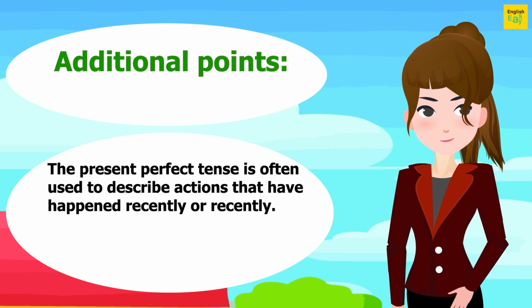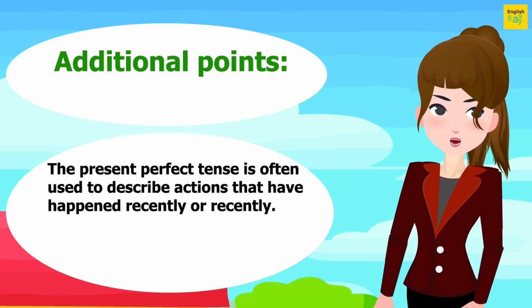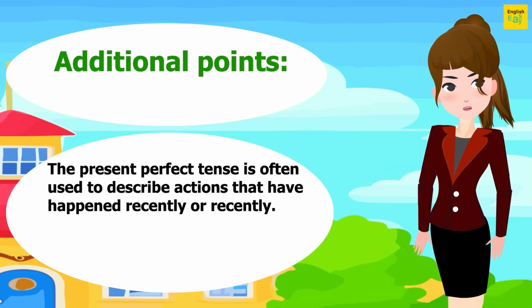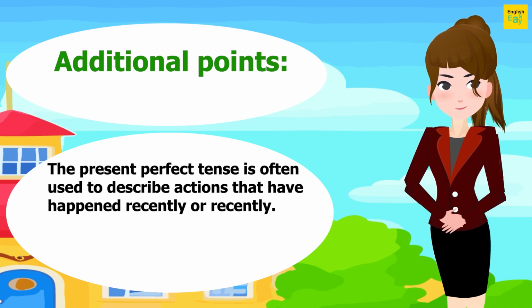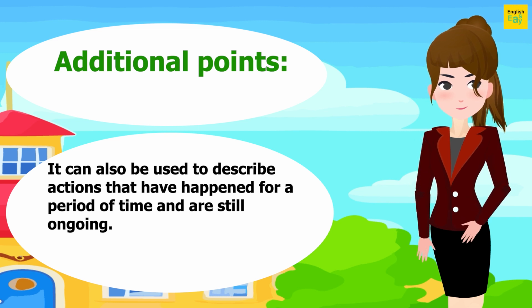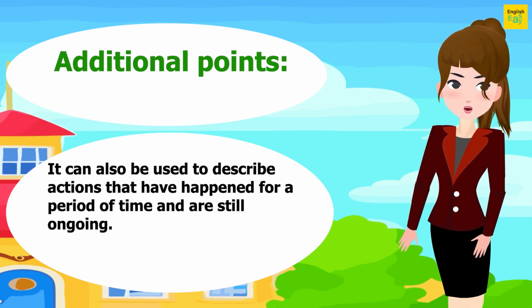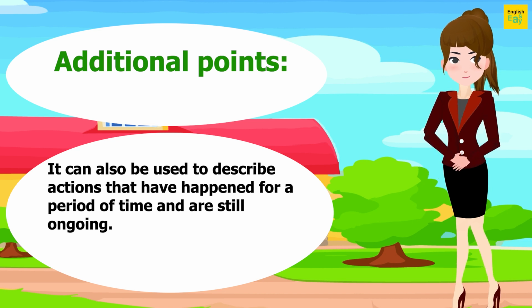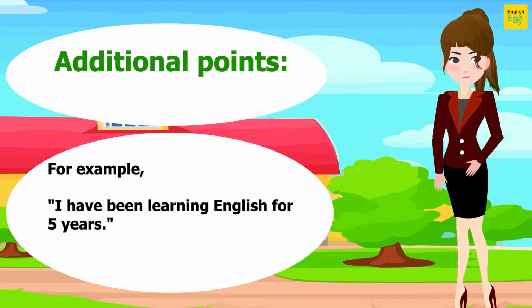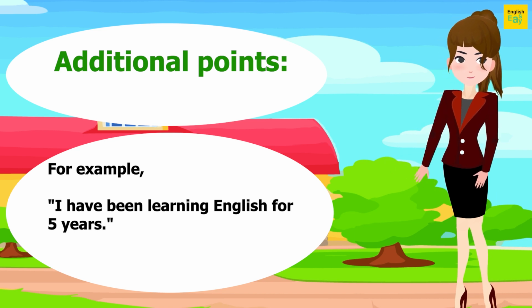Additional points. The present perfect tense is often used to describe actions that have happened recently. It can also be used to describe actions that have happened for a period of time and are still ongoing. For example, I have been learning English for 5 years.